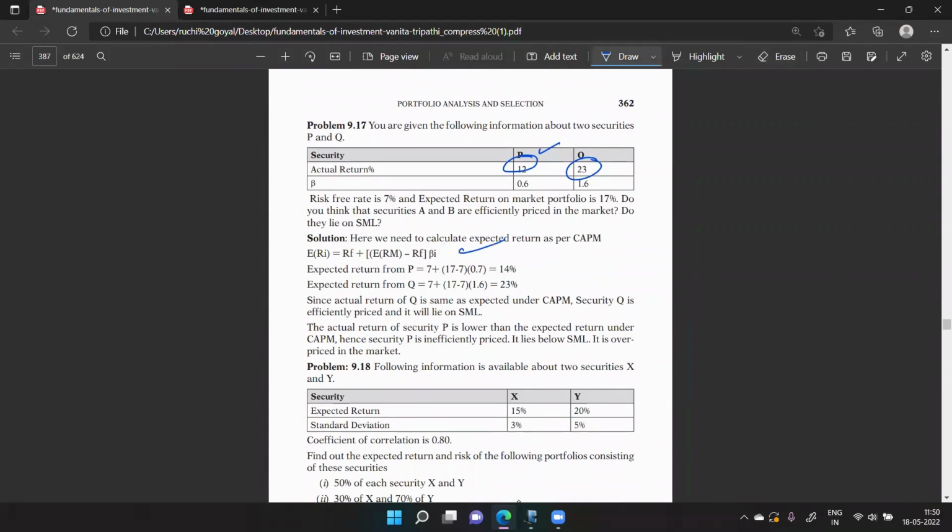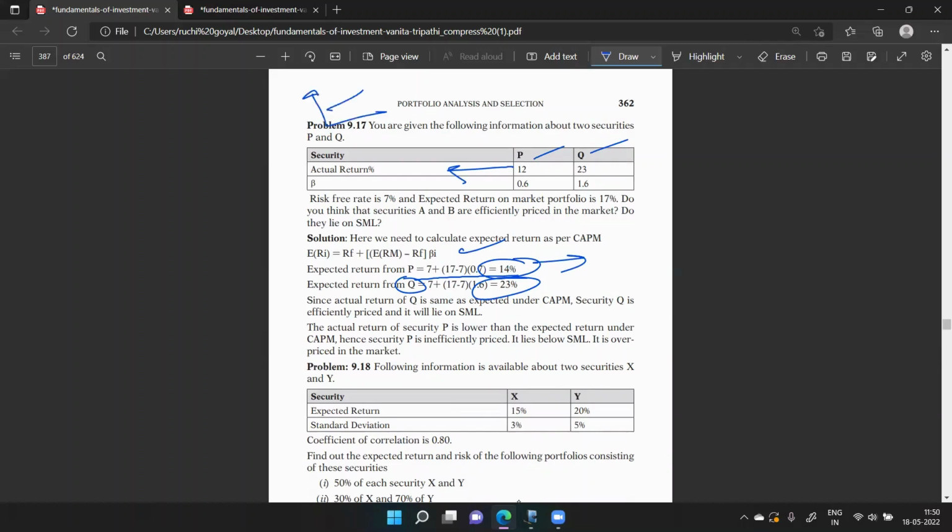So this is the formula we used. 7 plus 17 minus 7 into 0.7, this will come out to be 14%. And if we similarly calculate Q, then 23% is coming. Now we will be comparing this with this. According to CAPM, that is according to the SML, it should be 14%, but it is only giving you 12%, and hence the security is overpriced.